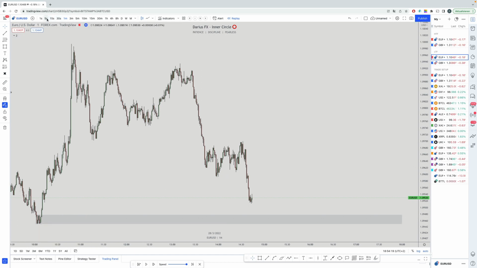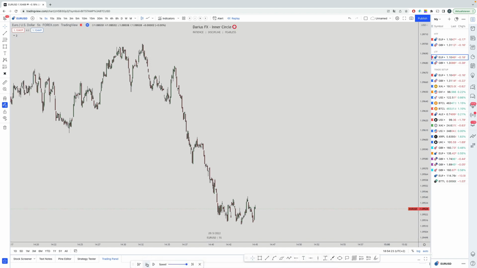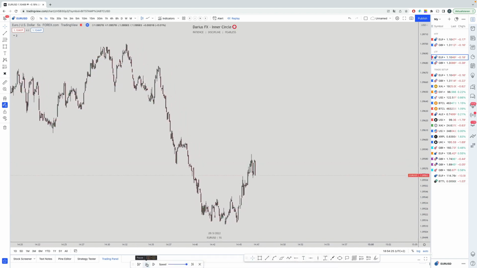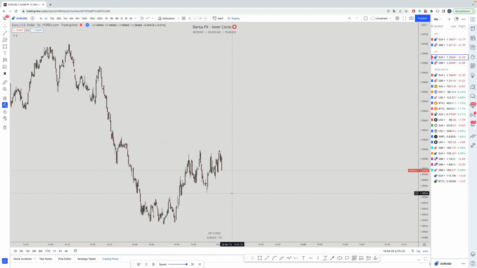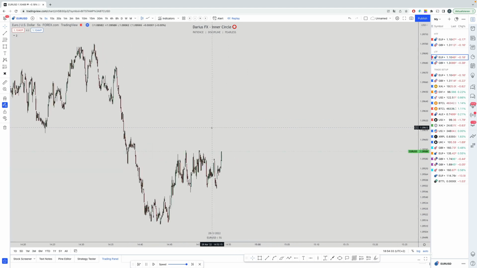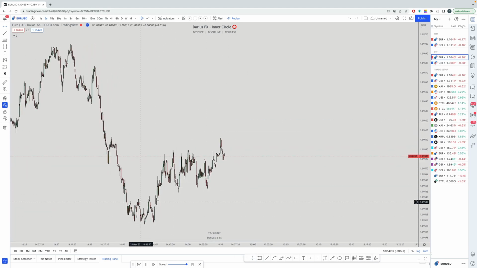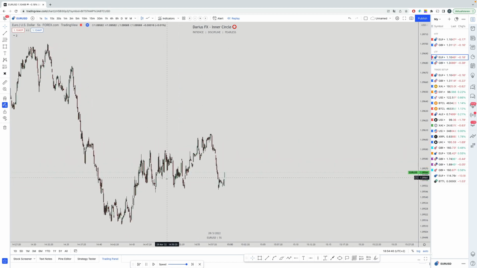And I'm just going to look right now in the 5 seconds how they will react when they come to my area. So here it's already rejecting, but it's not in my POI. And that's important because I need to see how price is reacting when it is in my POI. Here, this is the wrong POI in this case. This one will completely get me out, you know.